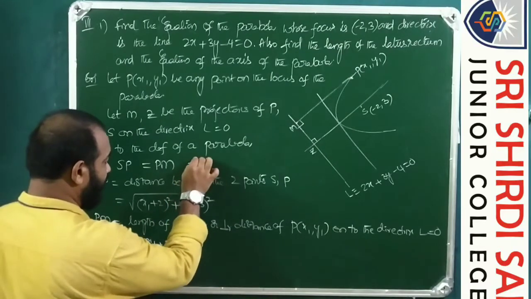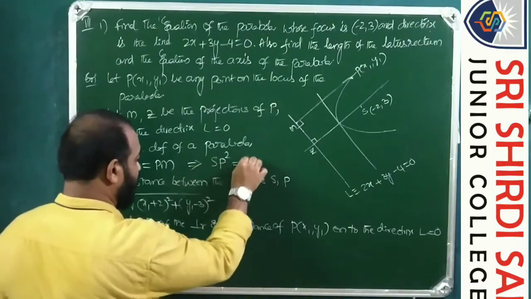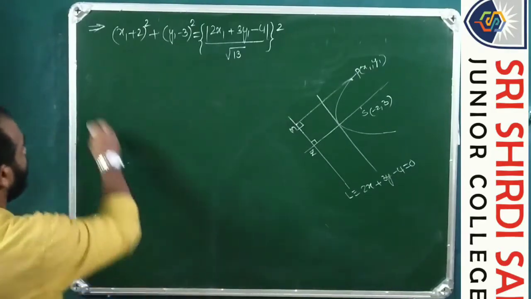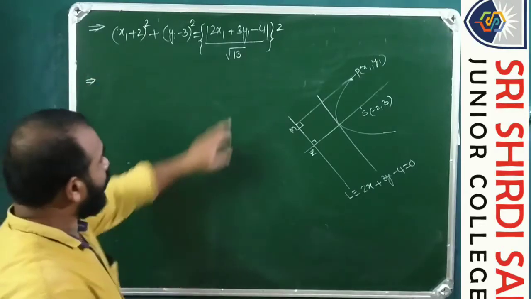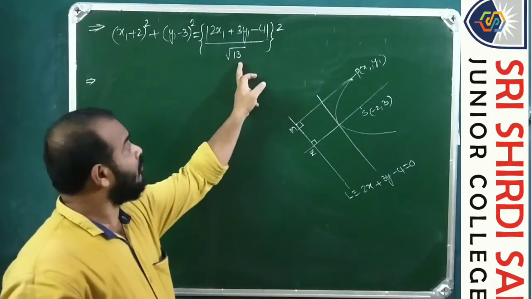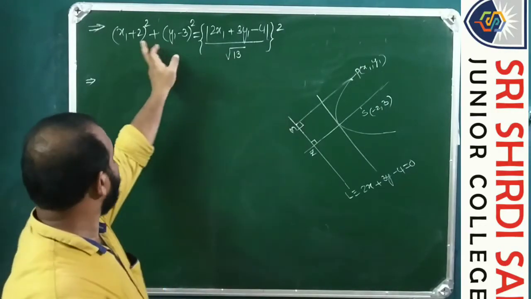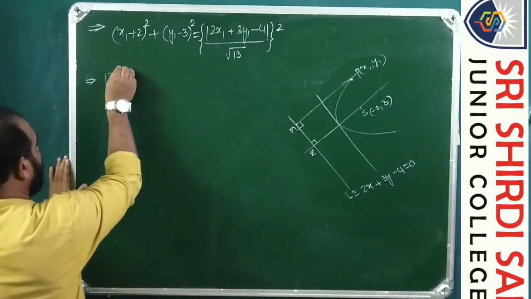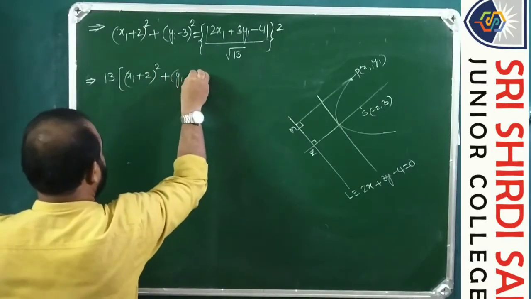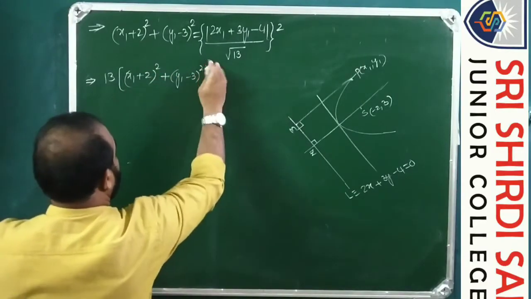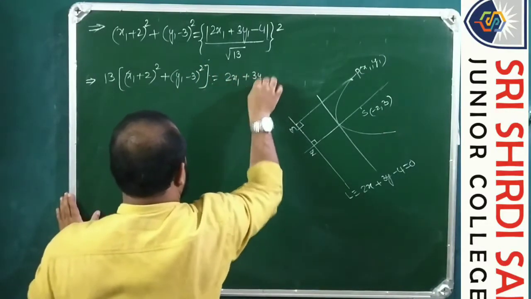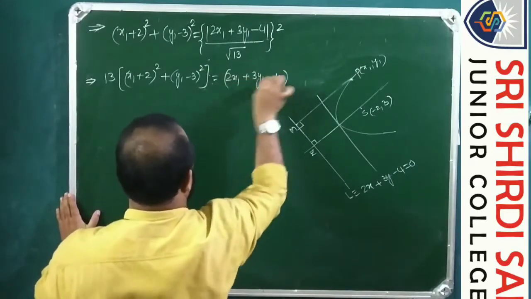If squaring on both sides, SP² = PM². Now SP² equals PM². The square root of 13 squared is 13. When cross multiplying, we get 13 into [(x1 + 2)² + (y1 - 3)²] is equal to (2x1 + 3y1 - 4)².